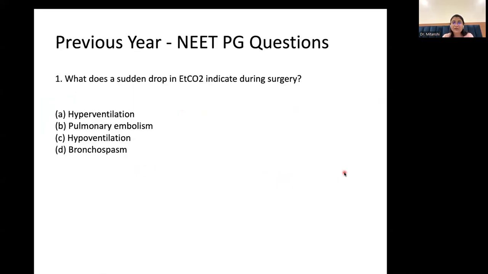Okay. Now, previous year NEET PG questions. I would like to discuss some 5 to 6 NEET PG questions. What does a sudden drop in EtCO2 indicate during surgery? What will it tell you?